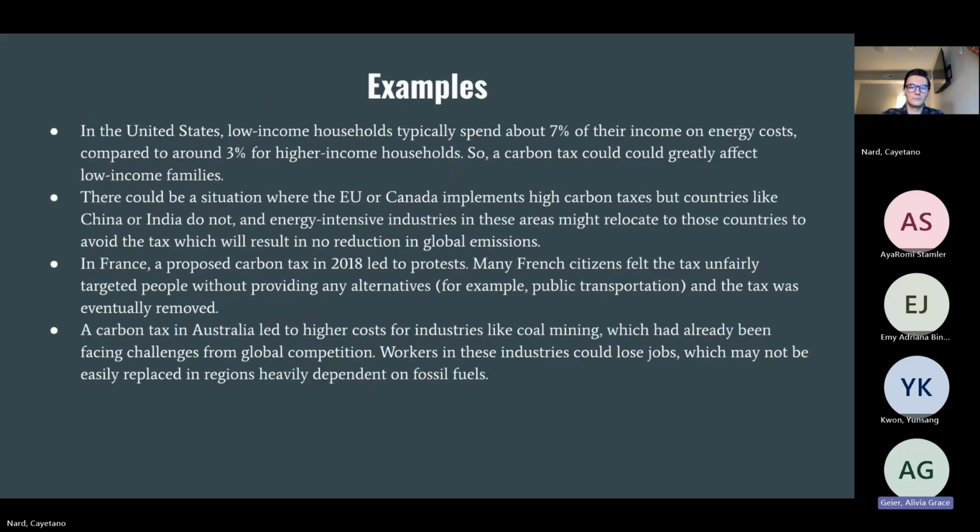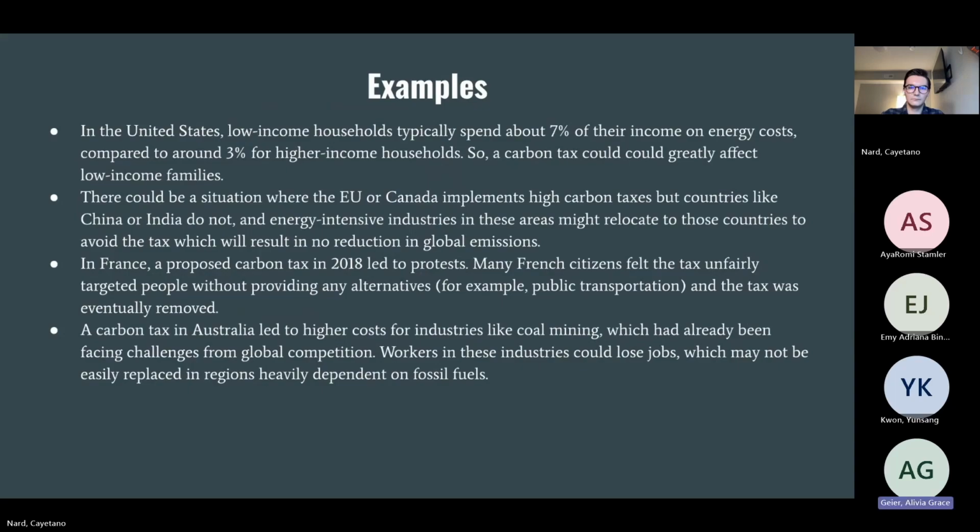And then here are a few examples. In the United States, low-income households typically spend about 7% of their income on energy costs compared to around 3% for higher income households. So this shows how a carbon tax could greatly affect low-income families.